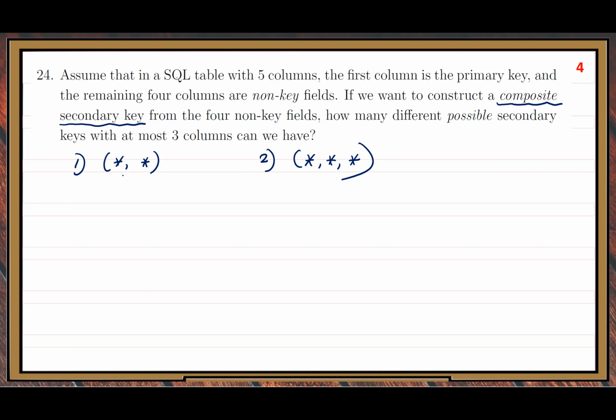The first component, 4 cases. Second, 3. 12. 4, 3, 2, 24. So the total, 12 plus 36, 48.